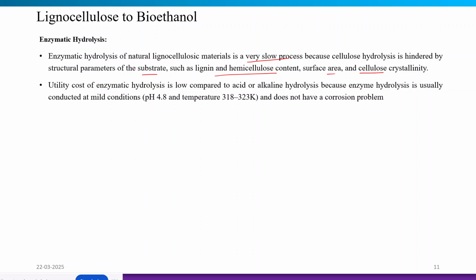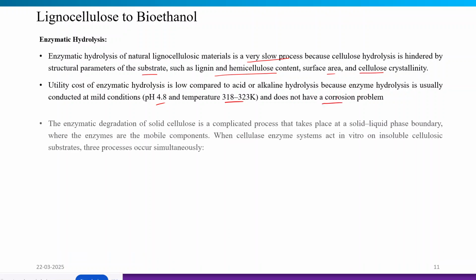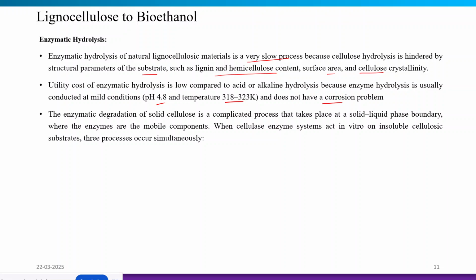So the utility cost of the enzymatic hydrolysis is low because we are not using any acid or alkaline catalyst for this hydrolysis, so it is cost effective in that sense, and it is also maintained at mild conditions like a pH of 4.8 and only room temperature, and does not have any corrosion problem. So these are some advantages of enzymatic hydrolysis.